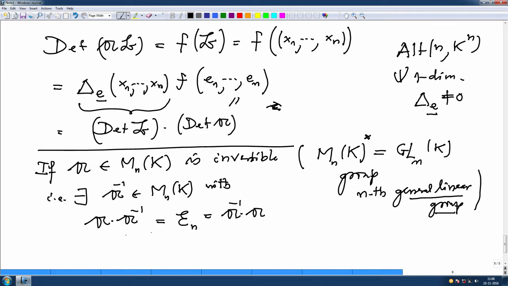So when you apply the determinant on both sides, we get the determinant of the product equal to the determinant of the identity matrix, and the determinant of the identity matrix is obviously 1, because formally it is an upper triangular matrix with 1s on the diagonal, and the product of the 1s is 1. On the other hand, this product is the product of the determinants.